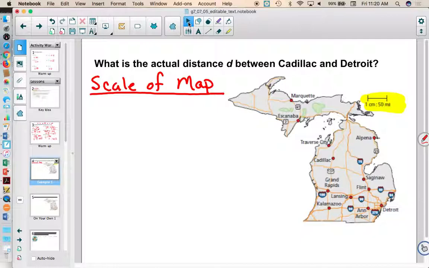What is the actual distance between Cadillac and Detroit? Well, I've got 1 centimeter equals 50 miles. Have you used the ruler to measure that distance? And you want to make sure you're measuring in centimeters and not in inches, because my scale is in centimeters, not inches. What did you guys get when you measured?